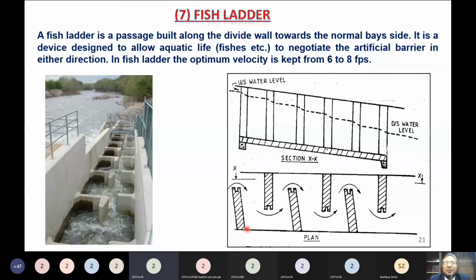Okay, then I think we should stop here. But anyway, these are the essential components of a barrage, and if the COVID SOPs allow us, then we will visit a barrage as well. Once you understand all these components and then see them physically, you can understand in a better way.